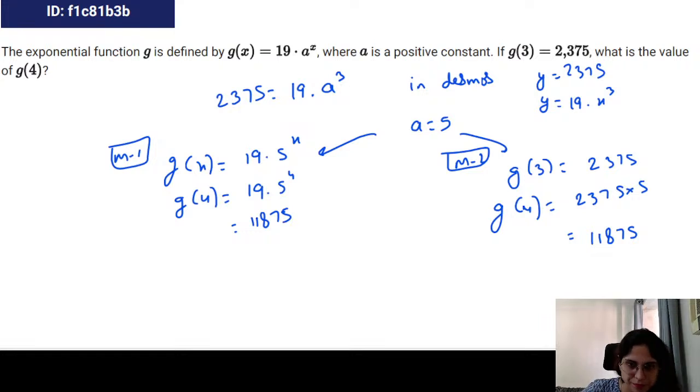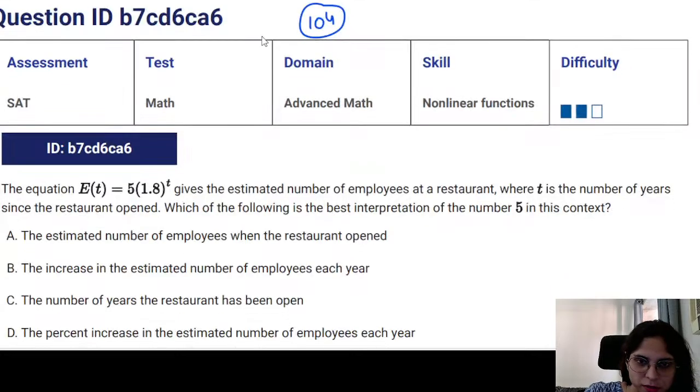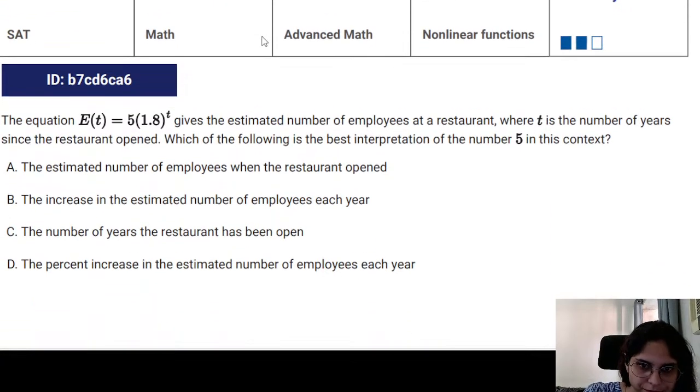Okay. Now next is question number 104. That's on page number 105. There are lots of medium questions over here. Five times 1.8 to the power t is the equation. What is the best interpretation of 5? 5 is your initial.